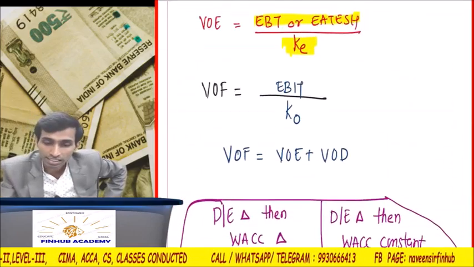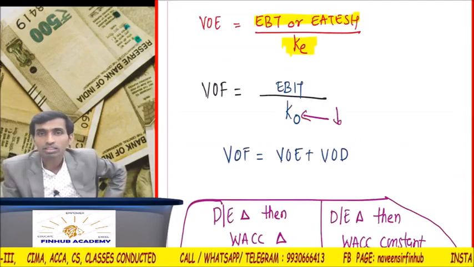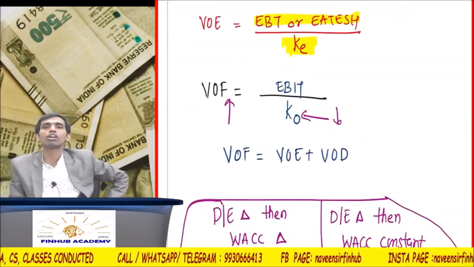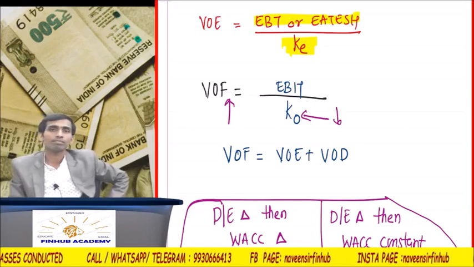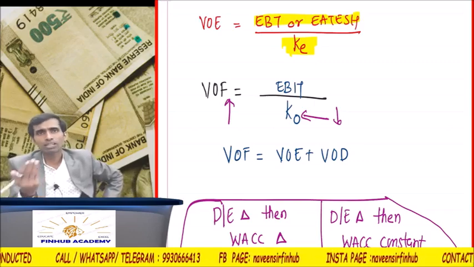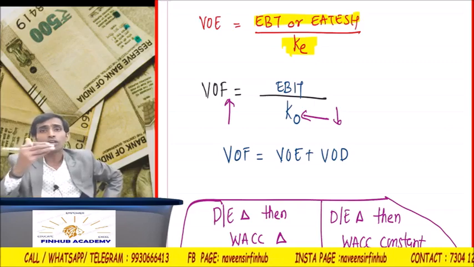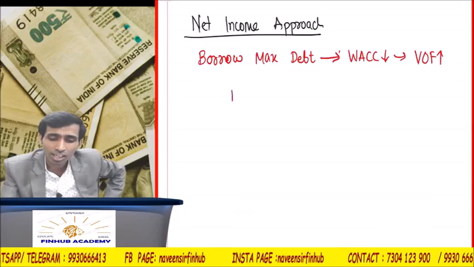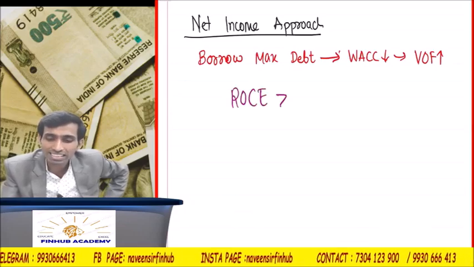Maths: if this denominator goes down, the value of the firm will increase. Agree or not? Yes, sir. The denominator goes down, which means minimized, so the value of the firm will what? Increase.